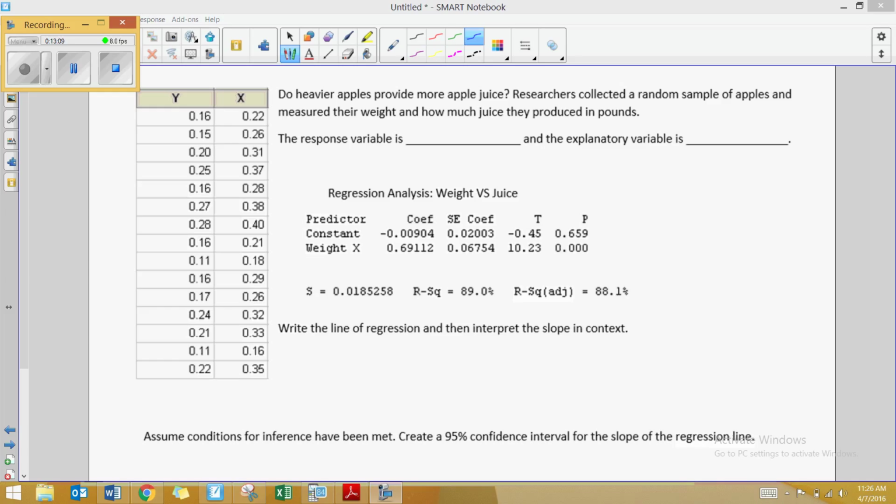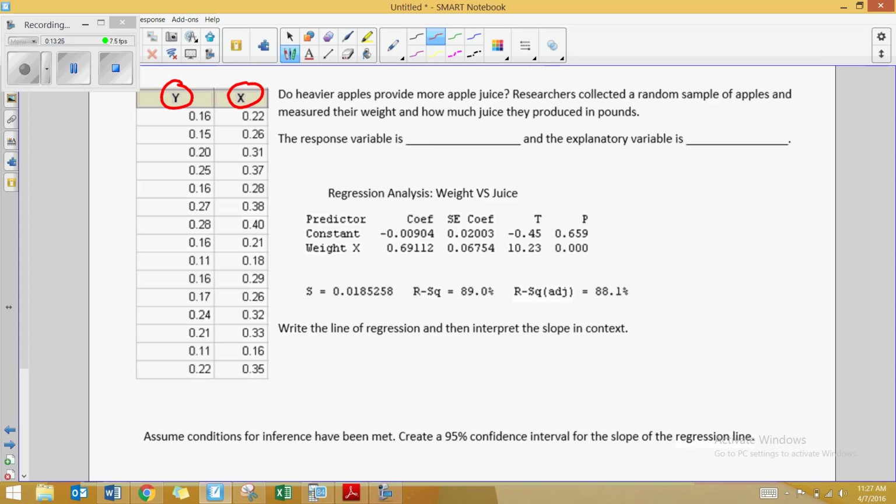Researchers collected a random sample of apples and measured their weight and how much juice they produced in pounds. So we want to be careful here. The table that I have has X and Y a little bit backwards from what we've seen in the past. X is over here on the right, Y is over here on the left. So let's just keep track.